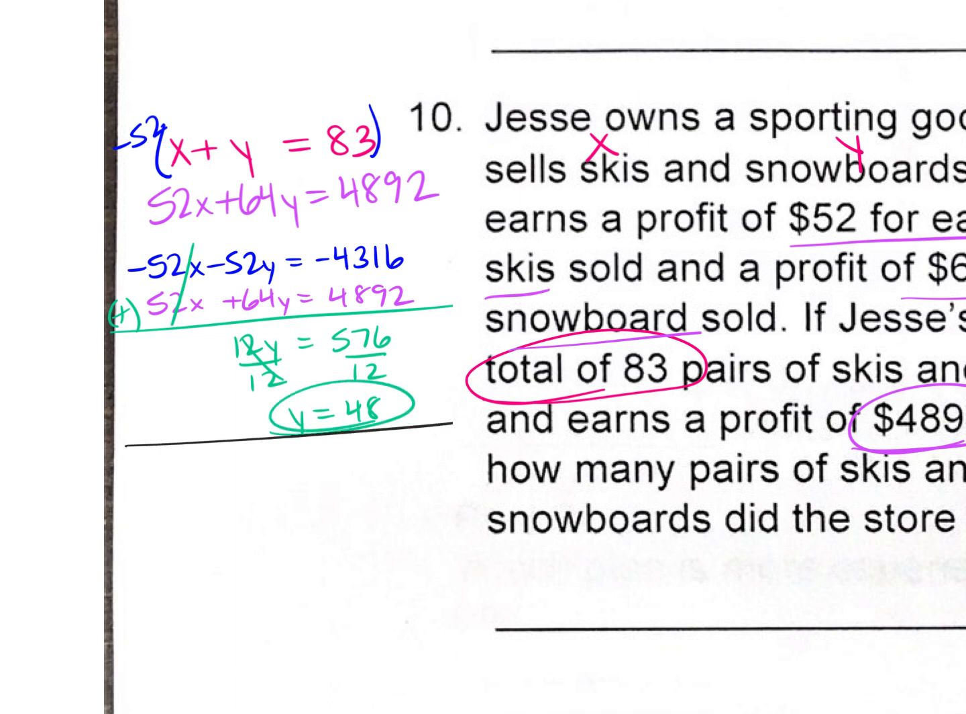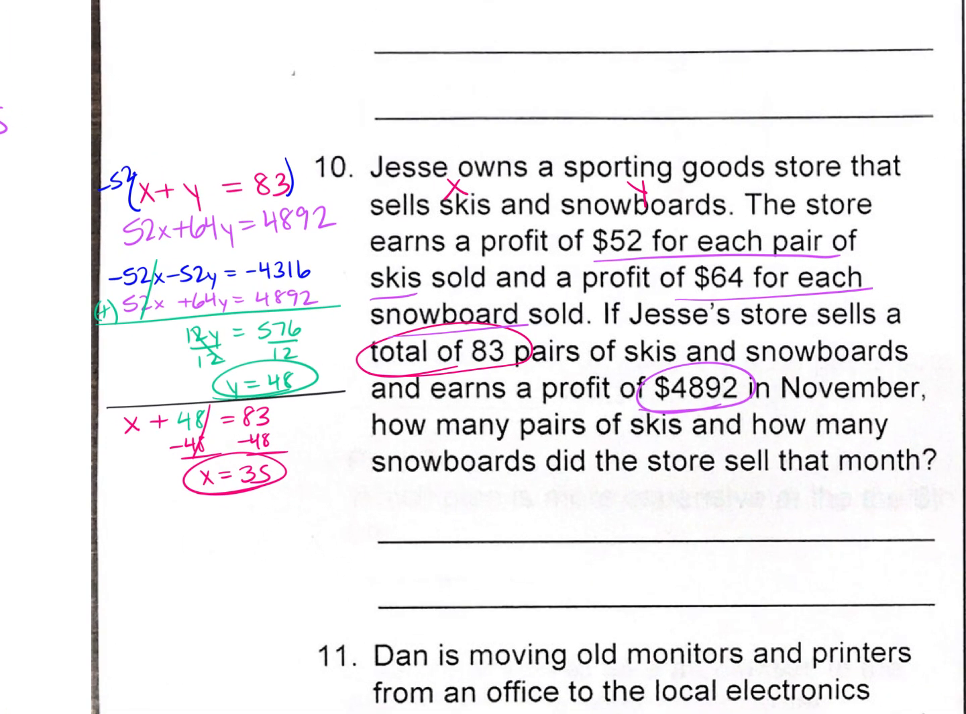Now I need to get x. So I'm going to take that top equation, x plus y, which is 48, equal 83. Subtract 48 from both sides. And we get that x is 35. So to answer the question, x was the pairs of skis. So we can say 35 pairs of skis. And y was the number of snowboards, and 48 snowboards.